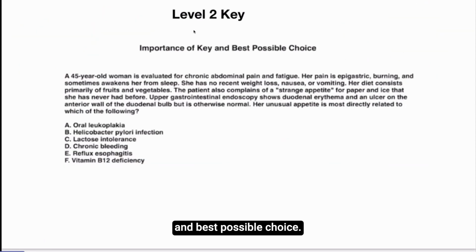Second is key. So the importance of key and best possible choice. This is the second level. I told you about the reverse A technique, which is the main reading technique that we follow in the USMLE. I want you to do this question with me and let's see if you can figure out the answer. So let's start with the stem of the question and then go to the answer choices.